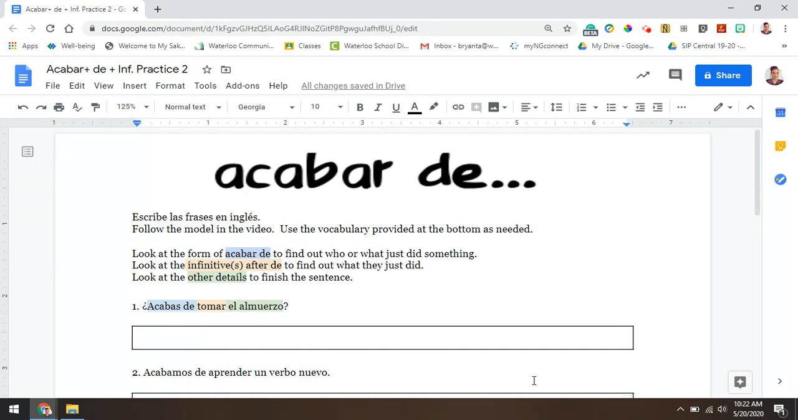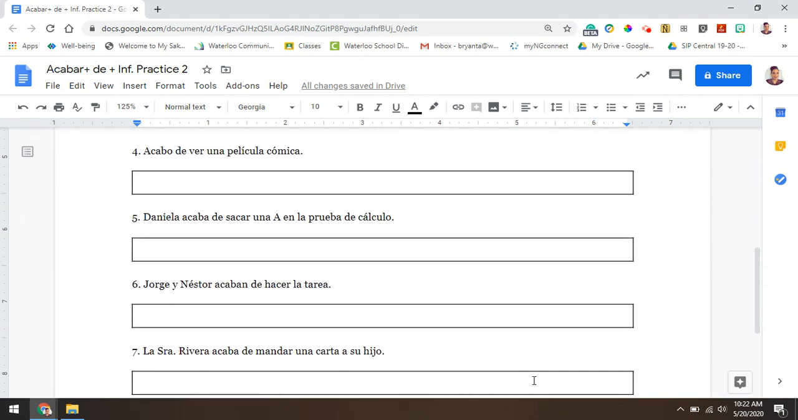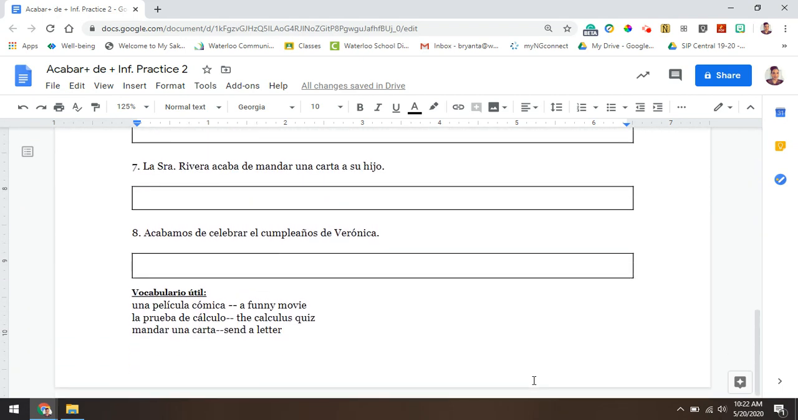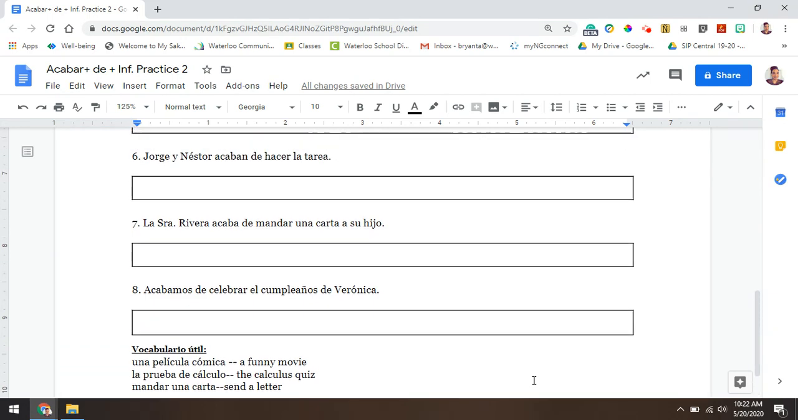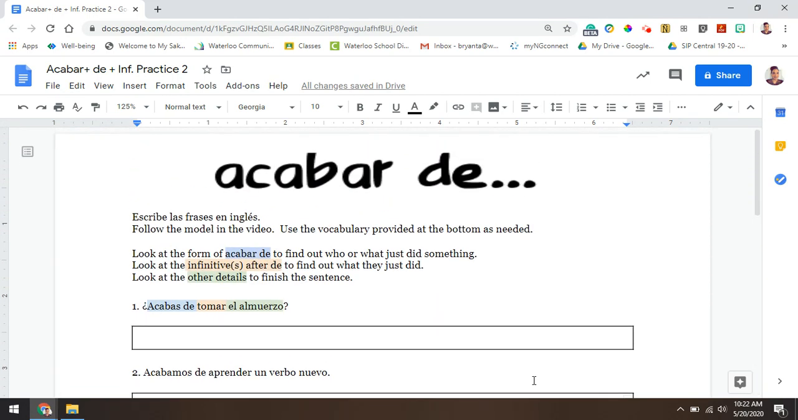So the way we're going to think about it is a little bit different. The directions say, escribe las frases en inglés. Follow the model in the video. Use the vocabulary provided at the bottom as needed. There are just a few phrases at the bottom here that you may need help with since we've been away from the classroom for a little bit. So we're going to look at the directions step by step here.